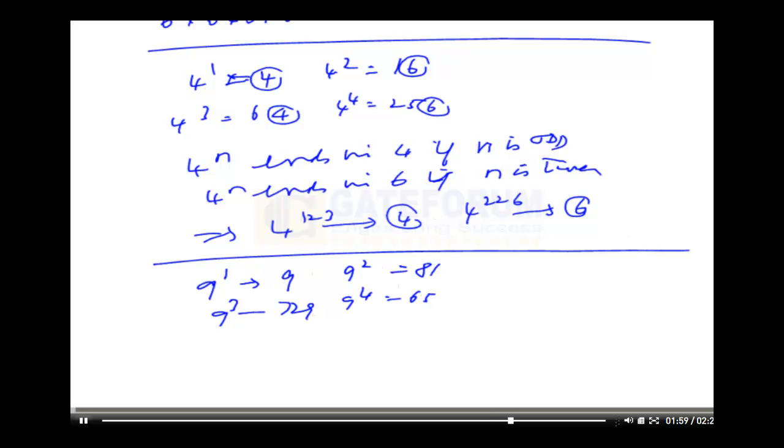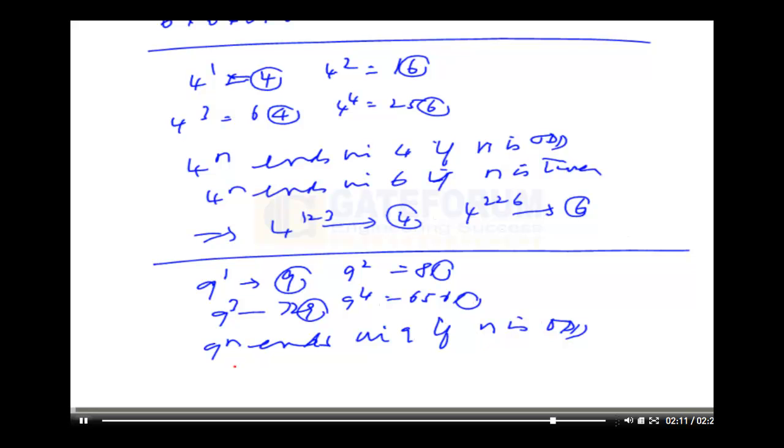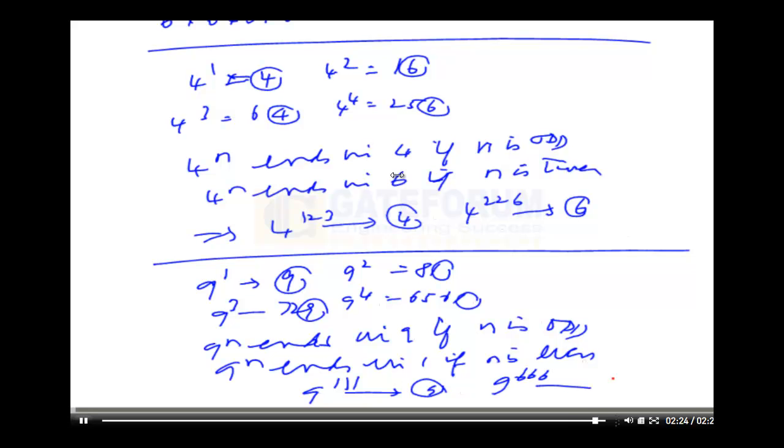Similarly, 9 power 1 is 9, 9 square is 81, 9 cube is 729, 9 power 4 is 6561. So, alternating between 9 and 1, 9 power n ends in 9 if n is odd, 9 power n ends in 1 if n is even. So 9 power 111 ends in 9, and 9 power 666 should be 1. Then 2, 3, 7 and 8.